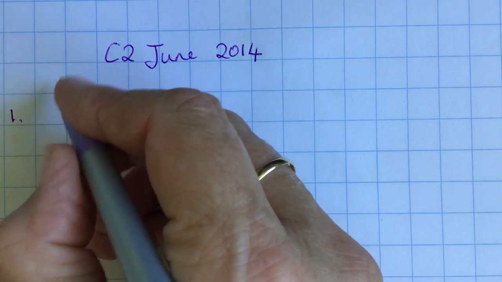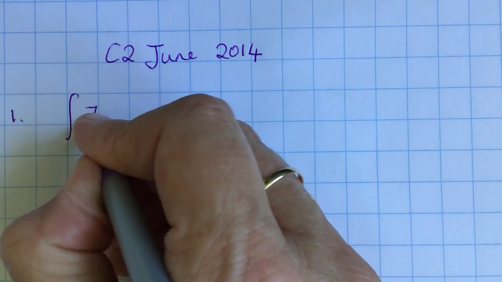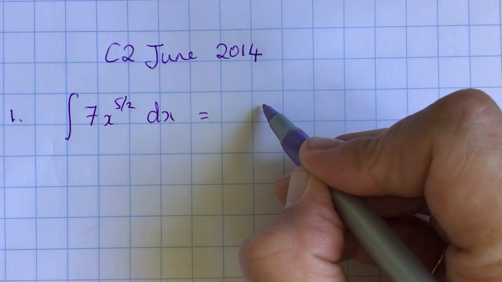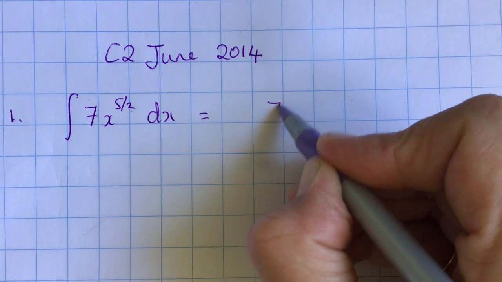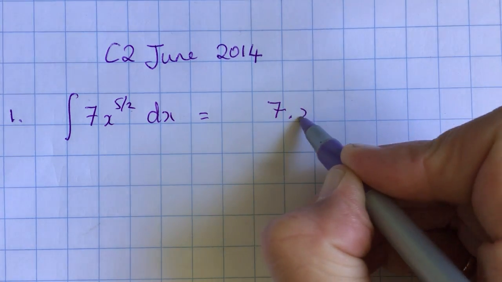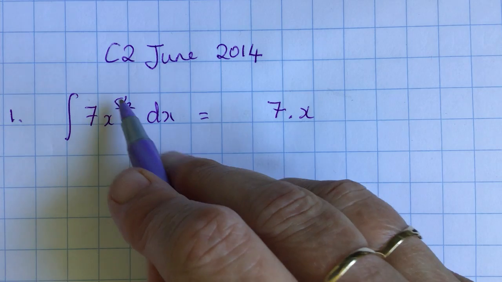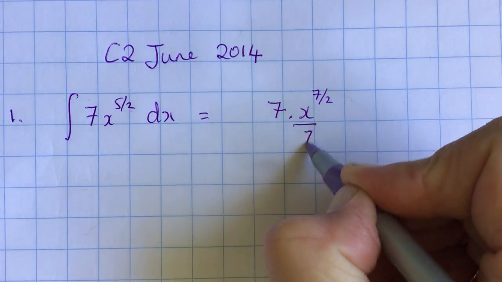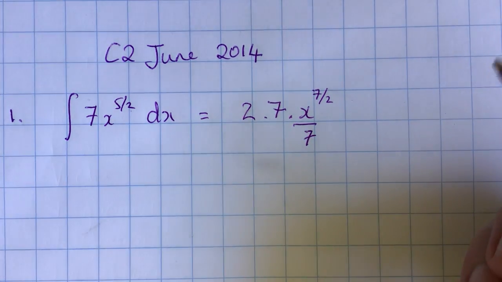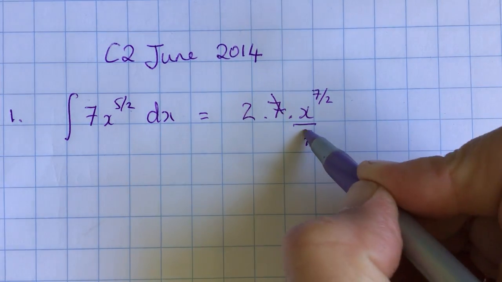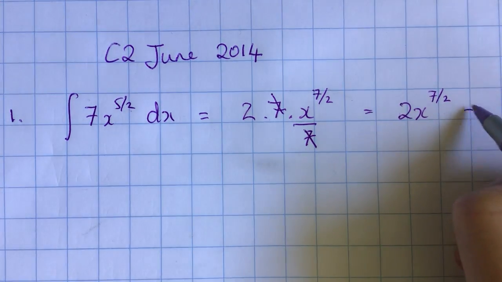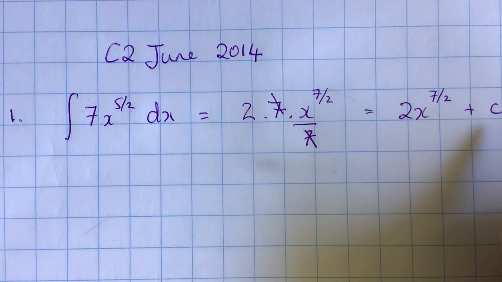So starting on question 1, we're asked to integrate 7x to the power of 5 halves dx. So normal rules for integrating: 7x to the 5 halves, if I add 1 to that, that adds 2 more halves on, so we get to the 7 halves, divide by 7 and times by 2. You'll then see that that 7 and that 7 will cancel, so we get 2x to the 7 halves plus c. There is actually one mark for writing the plus c, so do remember to put that there.